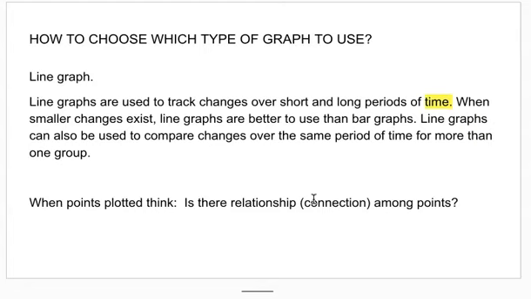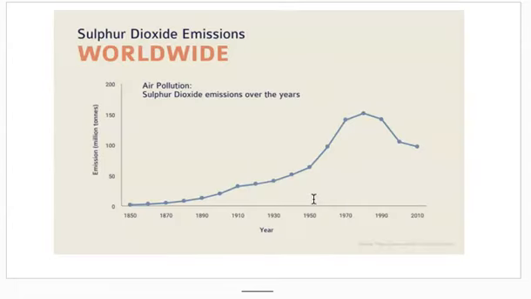Are you measuring the same thing over time? Okay. And if you're doing that, then it should be a line graph. All right, so this is looking at sulfur dioxide, which is a air pollution. It's also a climate change. It contributes to climate change. It's a greenhouse gas. So what you have here is you have time.